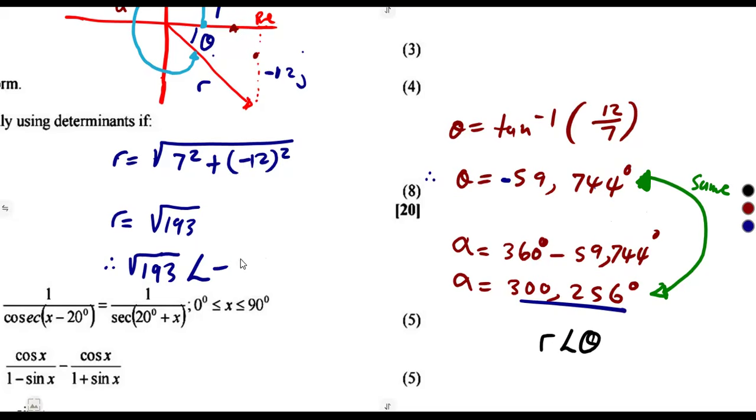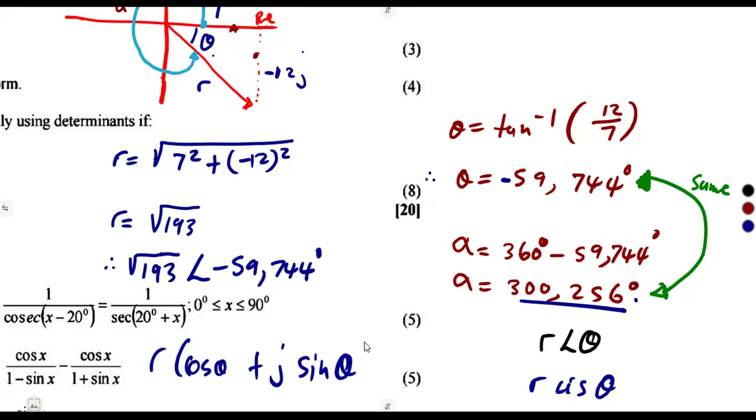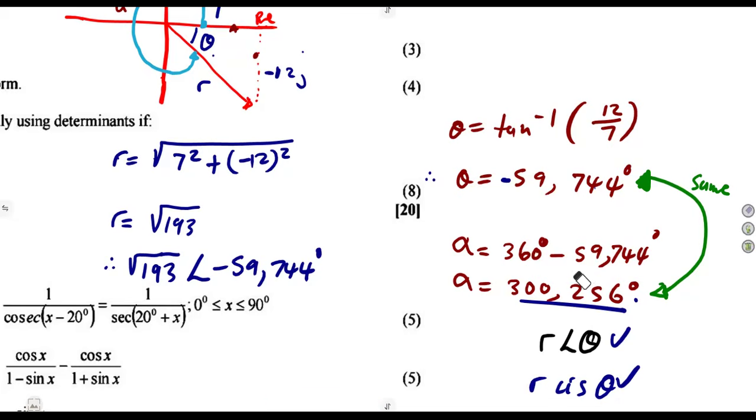So you can use the negative 59.744 degrees, or you can use this one. It is up to you. Or you can also write this form in the form of r cis theta like this. This is your polar form, which we extend in the form of R cos theta plus j sine theta. This is an expansion, guys. This is the polar form. It's fine like that. You can expand it now if you want.